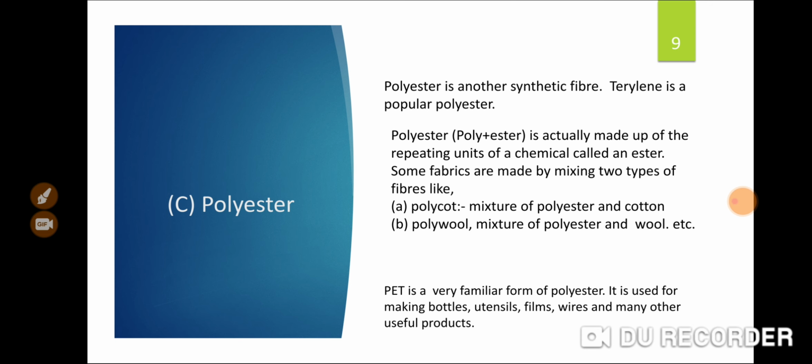Some fabrics are made by mixing two types of fibers, like polycot. It is made by a mixture of polyester with cotton. Polywool is made by a mixture of polyester and wool. We can make other types of polyester by mixing several other synthetic or natural fibers.